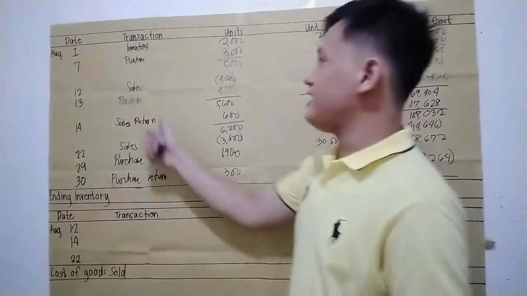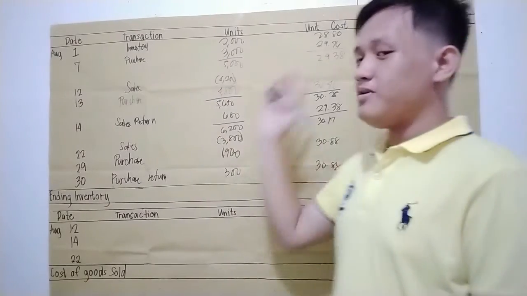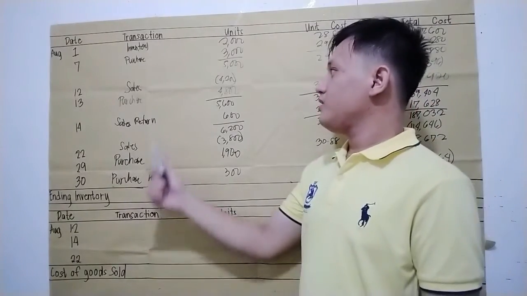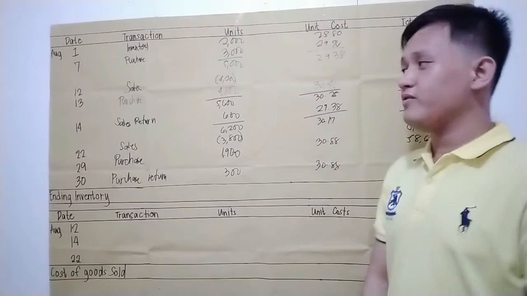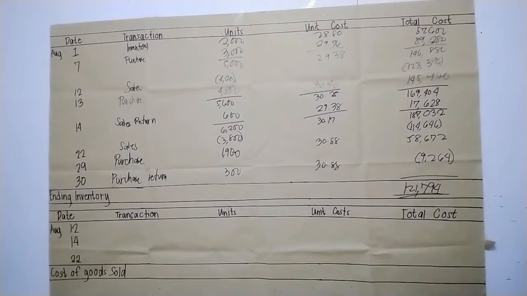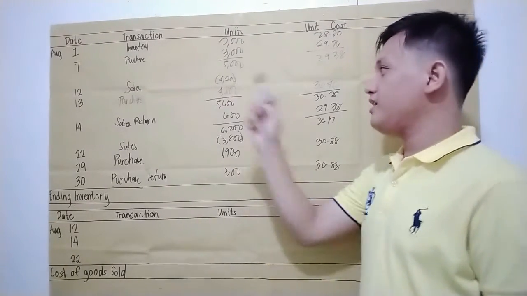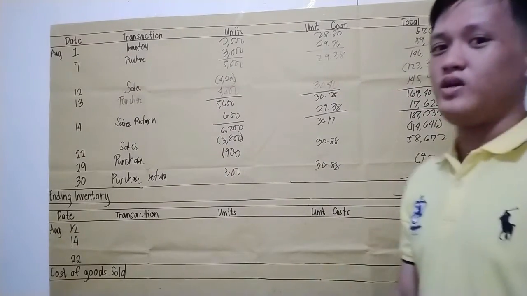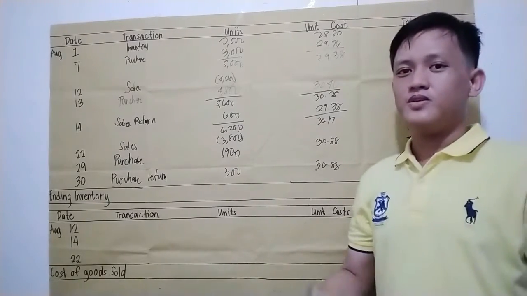So next is the sales. From August 12, it has a transaction of sales. Deduct because it is a sale. Deduct here. Deduct also by the total cost. Next is from August 13. It has a transaction of purchase of 4,800. It has a unit cost of 30.40 and its total cost is 145,920. So from here, deduct 4,200 and add 4,800, this is 5,600. Also here, 30.25. Then here, same solving.